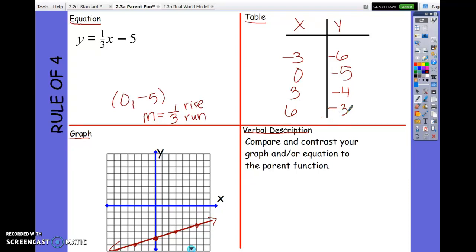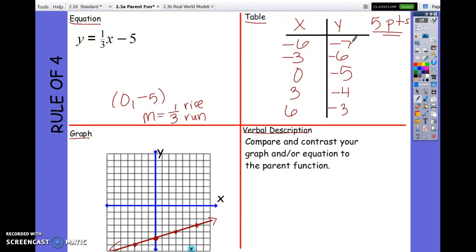Whenever we're doing a table, we want to have 5 points. You're responsible for putting 5 points on this table. Notice how we only have 4. Actually, way down here on our graph, we also have the point -6, -7. So we have our equation, we have our table, and we have our graph.